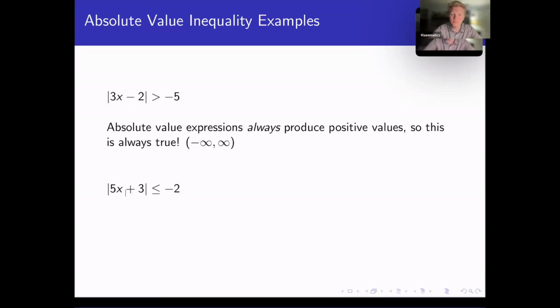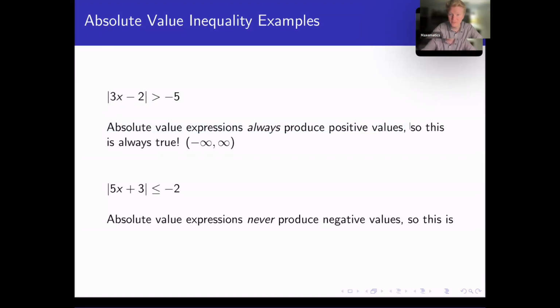Absolute value of 5x plus 3 is less than or equal to negative 2. Well, absolute value expressions always produce positive values. So this statement is never true. If this is always positive, there's no way a positive number can be less than or equal to negative 2. In this case, no solution.